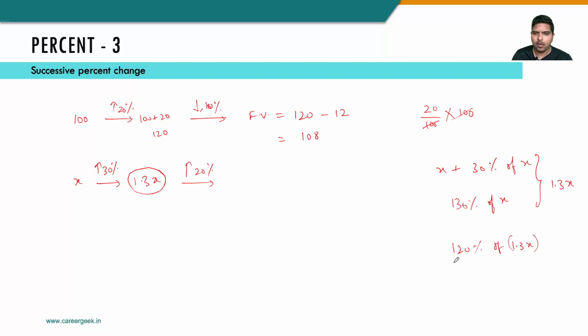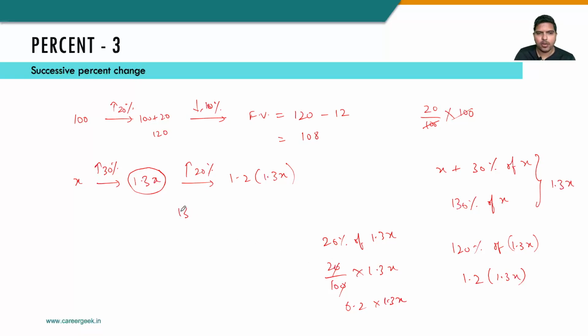So the decimal equivalent of this is 1.2 of that value. So the final value is going to be 1.2 times 1.3x. Now, if you're not comfortable with this, calculate 20% of 1.3x, which is 0.2 of 1.3x, and you add them. The final value is 1.3x plus 0.2 times 1.3x.